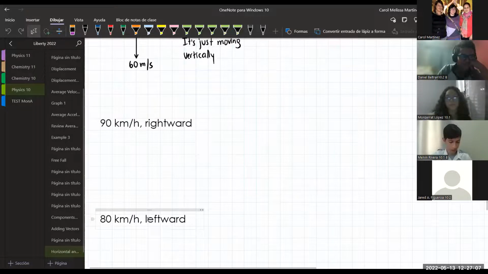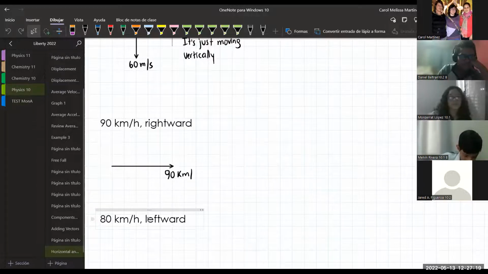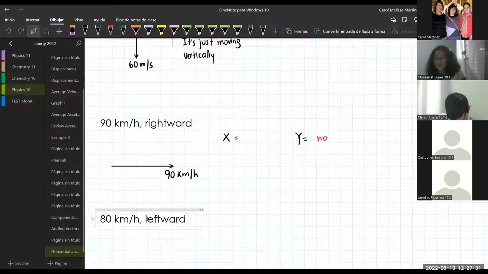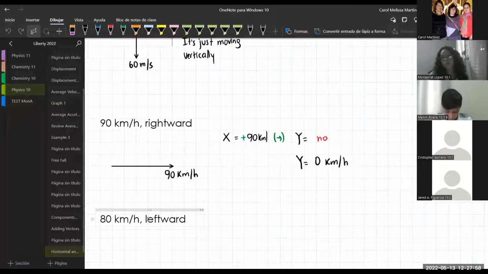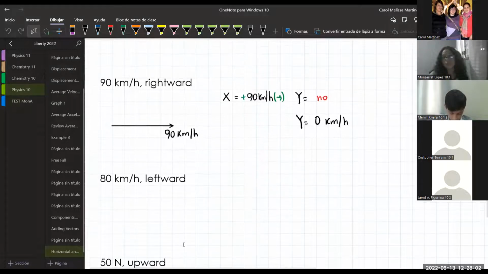Now take a look at this one. It says 90 kilometers per hour rightward. Rightward, it means that it's going right. Okay? So, is this vector moving vertically? No. Therefore, the y is going to be 0 kilometers per hour because it's not moving vertically. But in x, it's going to the right. And because it's going to the right, it's going to be positive, and the entire value of the vector, 90 kilometers per hour. As simple as that.